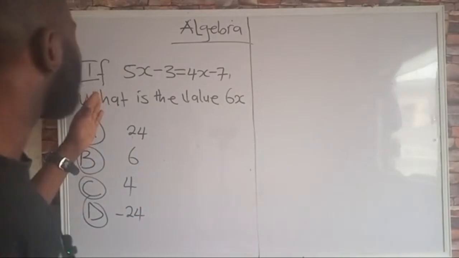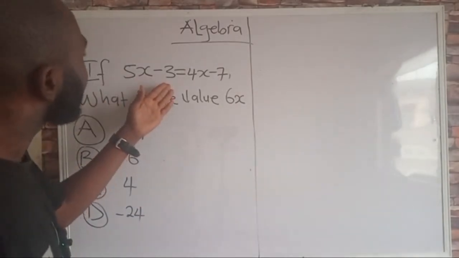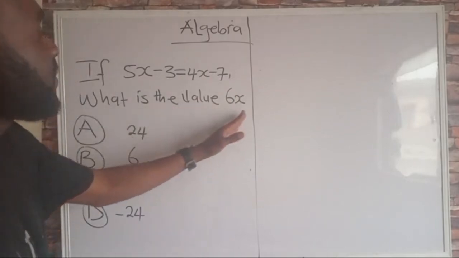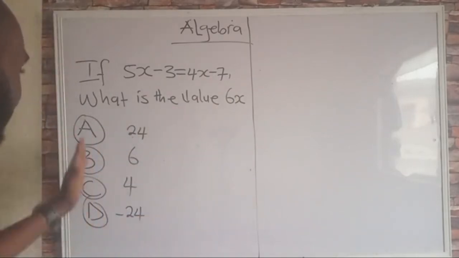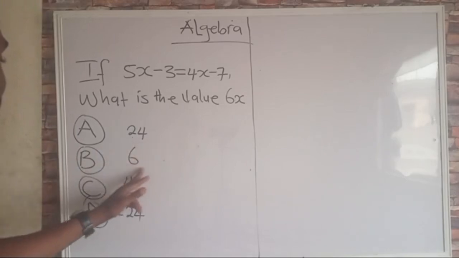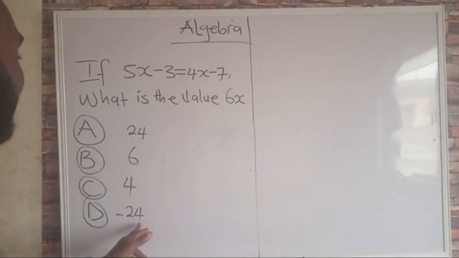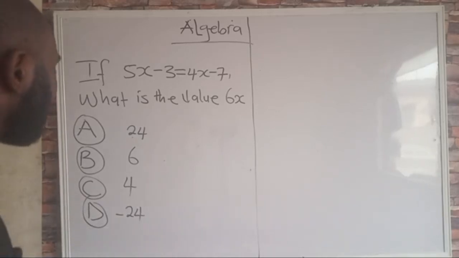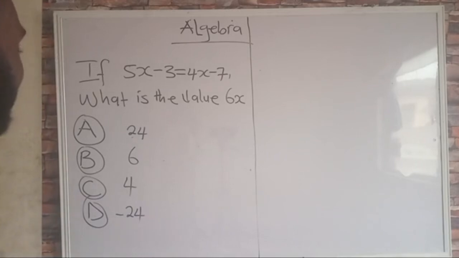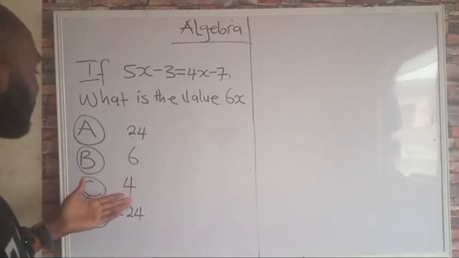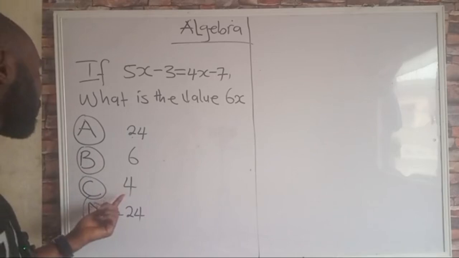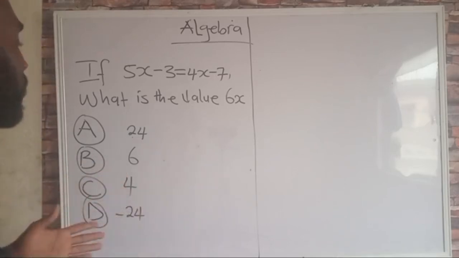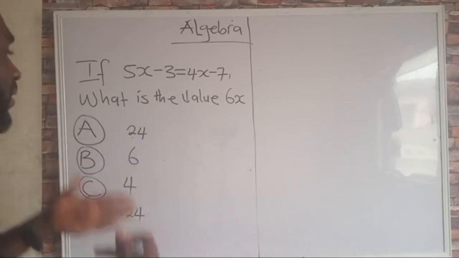So the question here says 5x minus 3 is equal to 4x minus 7. What is the value of 6x? So if you look at the options given from JAMB, you have 24, you have 6, you have 4, and you have minus 24. Now maybe you can just solve this question here. At the end of the day, some people will just go ahead to choose either 6 or 4. So in solving this, you need to keep some signs and everything at the back of your mind.